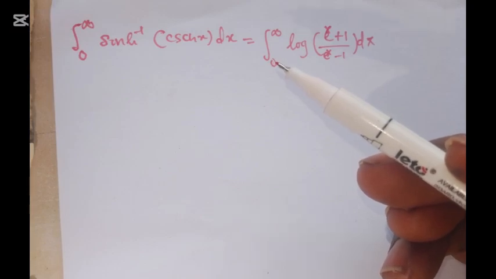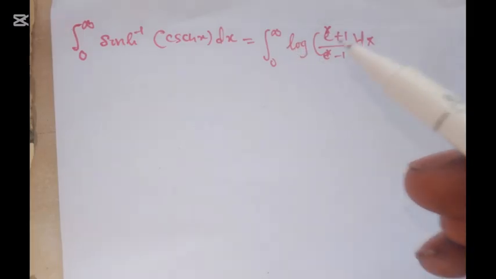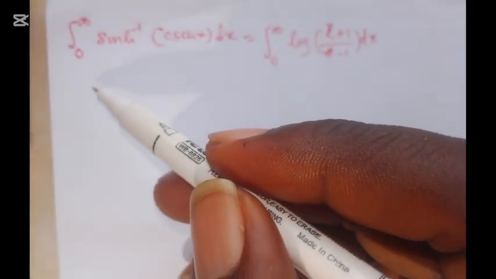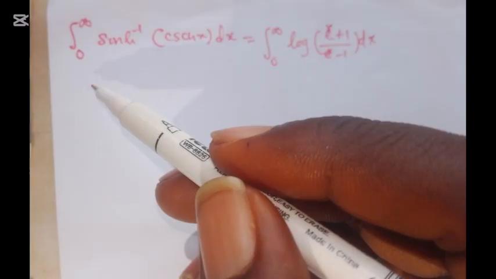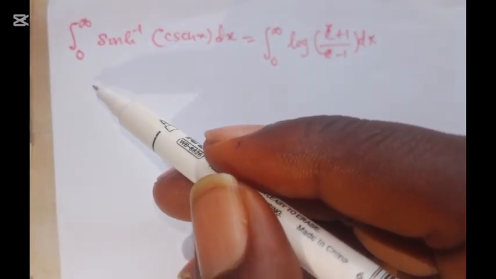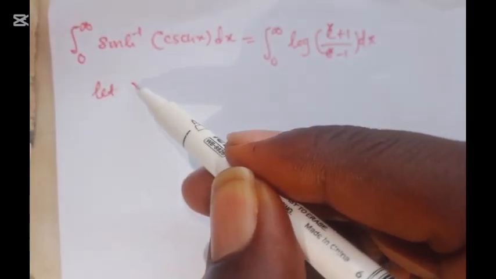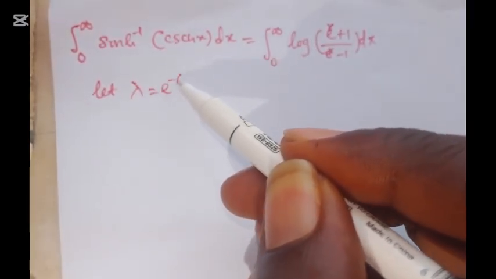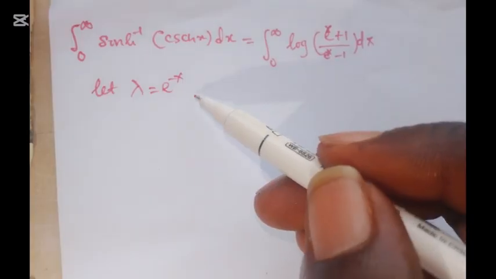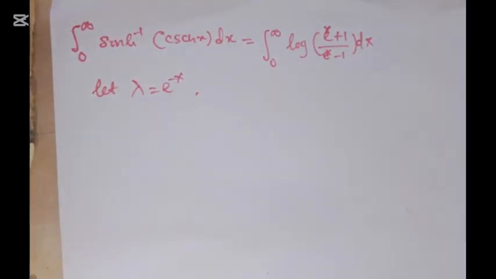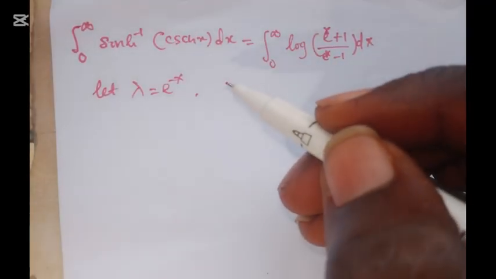Now, let's do that, guys. So this is what we're going to do. Let's just make a substitution. Let lambda be equal to exponential negative x. So if lambda is exponential negative x, what is exponential x? The exponential x will be what? 1 over lambda.